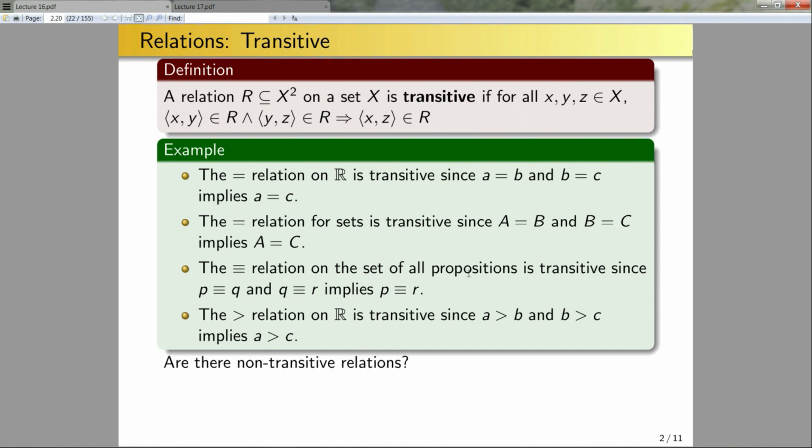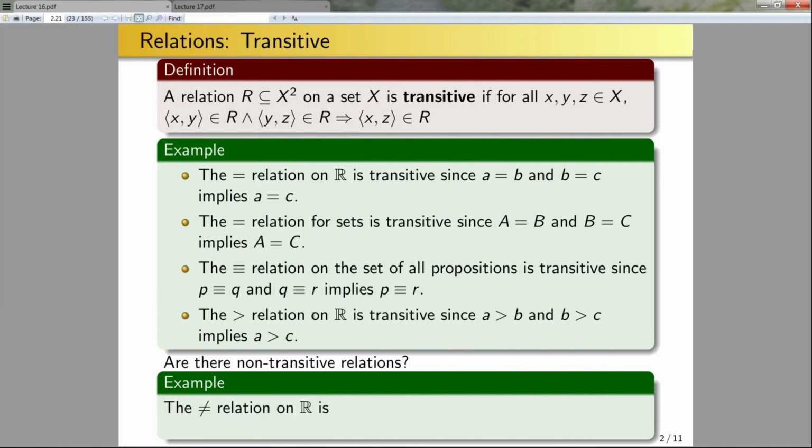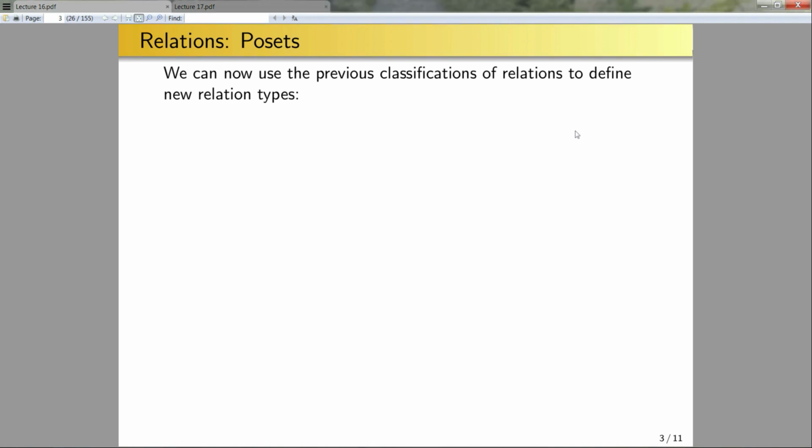This begs the question, are there non-transitive relations? Well, the answer is yes. One example is the not equals to relation. So the not equals to relation on R is going to be not transitive, since 1 is not equal to 2 and 2 is not equal to 1, but 1 is equal to 1. Okay, so it turns out that a lot of the nice relations that you're used to working with are in fact transitive.